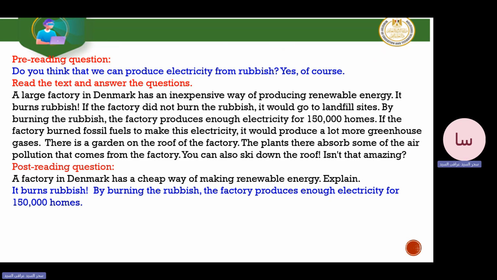So through our rubbish, we have a lot of rubbish here in Egypt, we can get renewable energy. We can get energy from it. We can make electricity or generate electricity or any other kind of energy which can be renewable again and again. We can use it more than once. Okay. Let's move to another point.